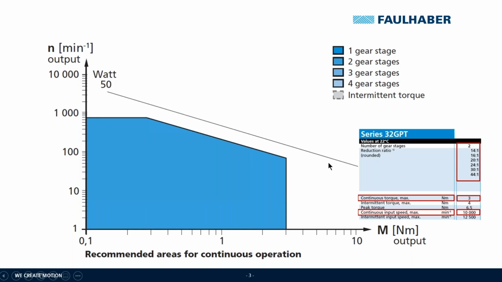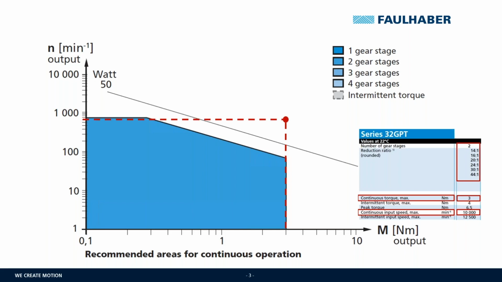Let's start with an example, a 32GPT gearhead with two gear stages. A quick recall of the values of the continuous torque and speed given in the catalog. This is the limit of 3 Newton meter of maximum continuous output torque. We then have to calculate the continuous output speed by dividing the value of continuous input speed given in the catalog by the reduction ratio. We can take as example a 14:1 ratio, so we divide 10,000 RPM by 14 and we get around 750 RPM. We can now plot this value inside the graph.